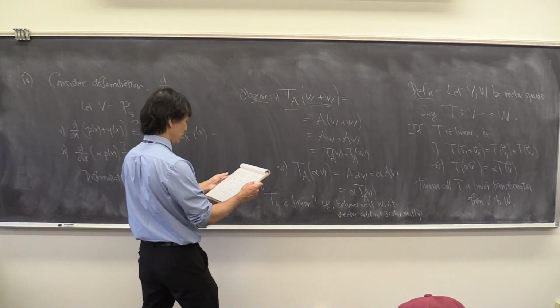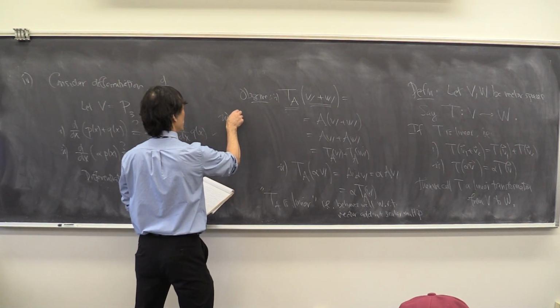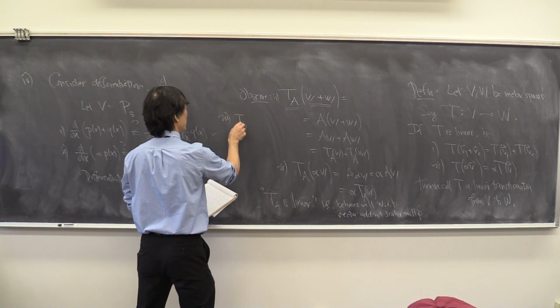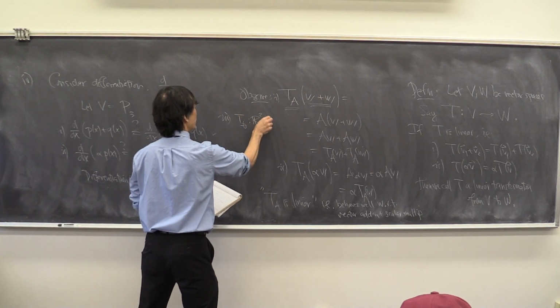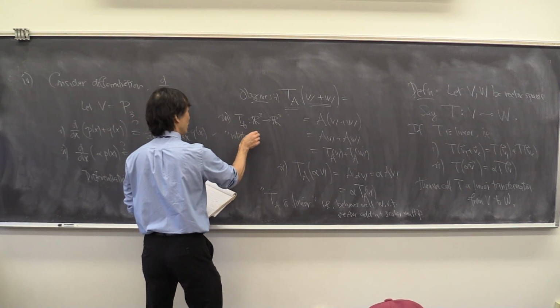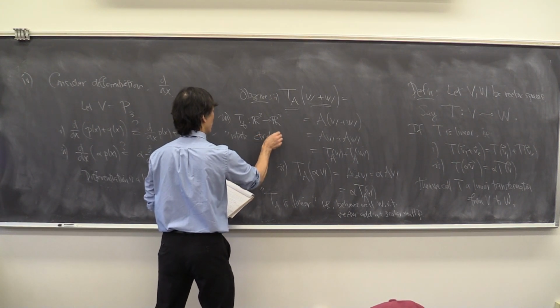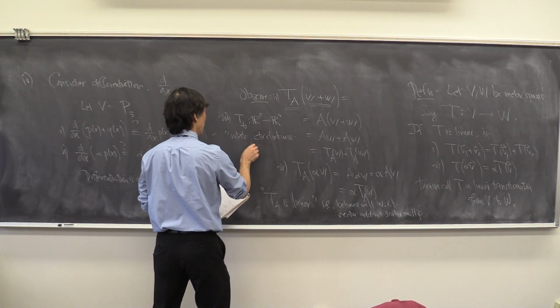Let's see. Let me do example 3. So T sub theta going from R2 to R2, which is rotate clockwise, say, or counterclockwise, by angle theta.